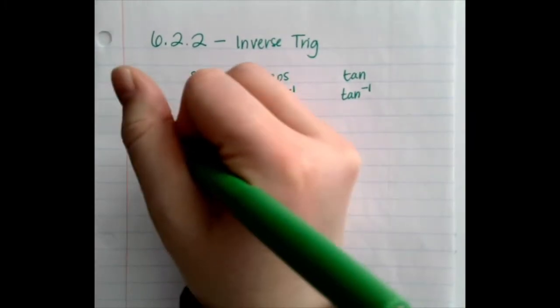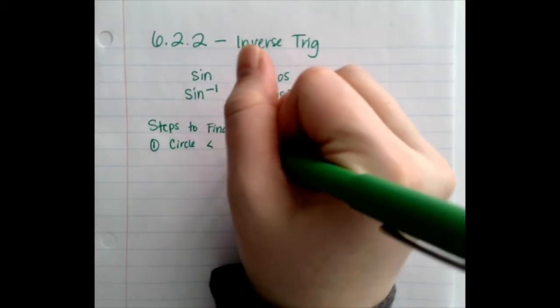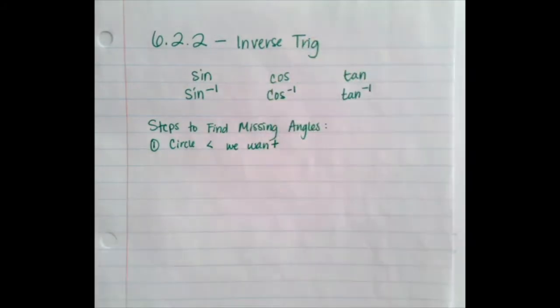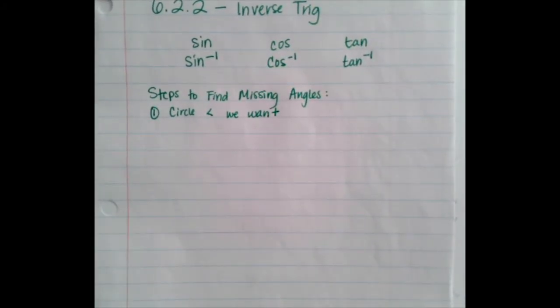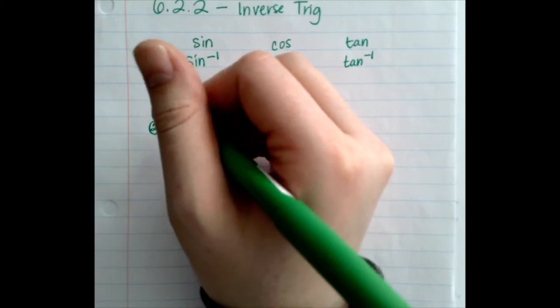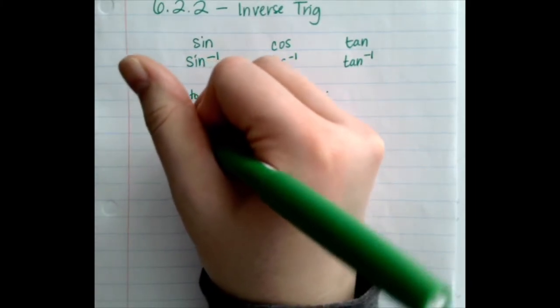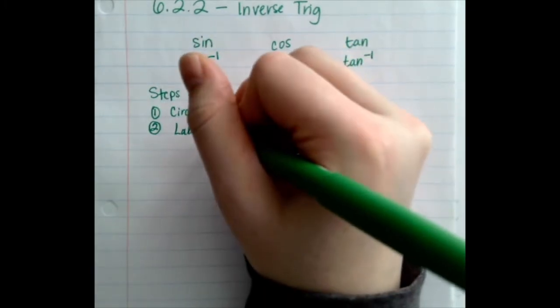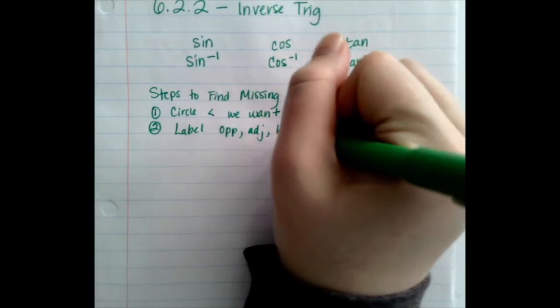Step one is to circle the angle we want. Whichever one we're trying to find, we circle it, kind of like in 6.2.1, whichever angle we were talking about, we circled. Step two, again the same as 6.2.1, is to label our opposite, adjacent, and hypotenuse sides.